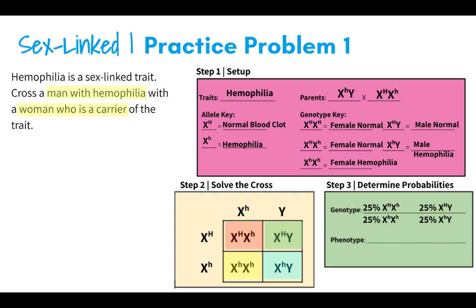So when this codes into the phenotype, we have to include the biological sex, because now just saying the chance of having hemophilia or not is linked to a sex-linked trait. So we also have to include whether or not this is going to be a son or a daughter.